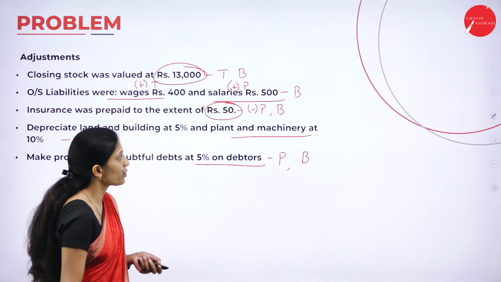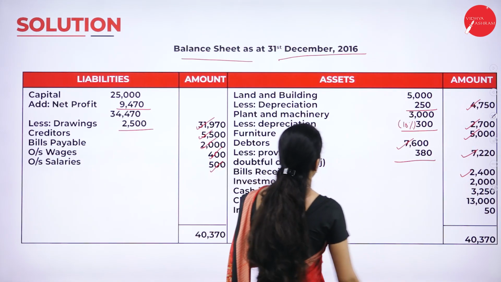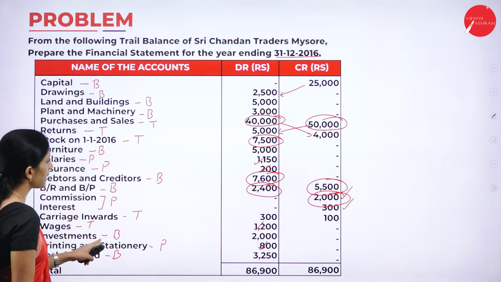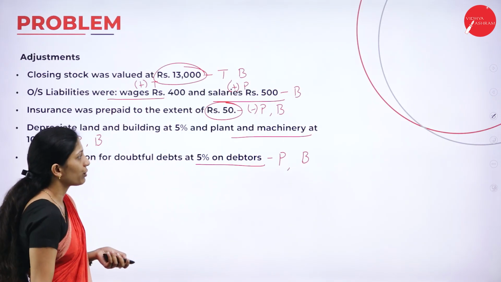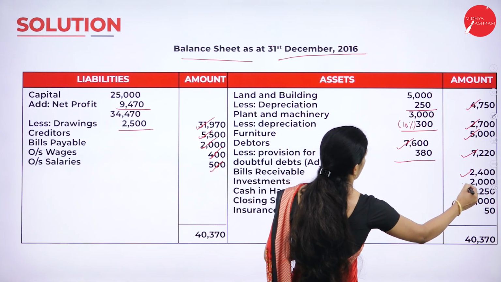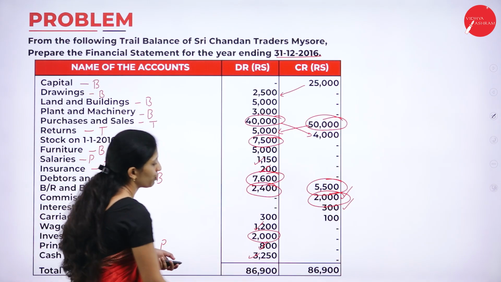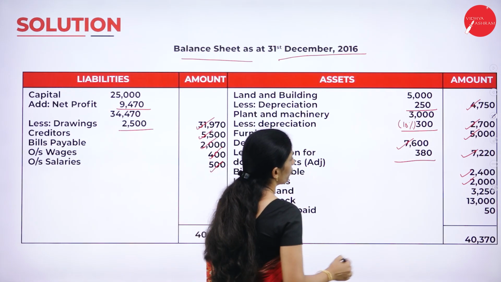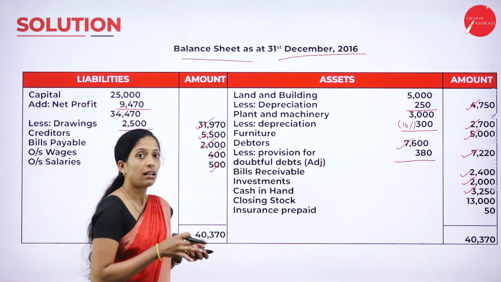Next asset we have is bills receivable 2400. No adjustment. So write directly bills receivable 2400. Next, after bills receivable, we have investment of rupees 2000. So record that, investment 2000. Next, after investment we have cash in hand 3250. So it is also a current asset. So 3250, that is cash in hand. So we are done with all the items in the trial balance.